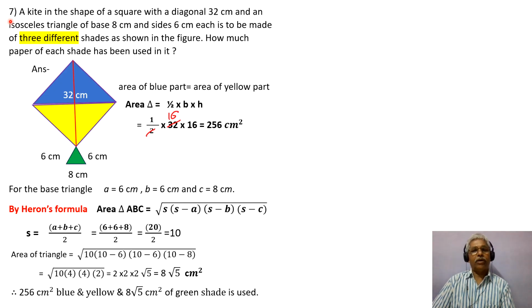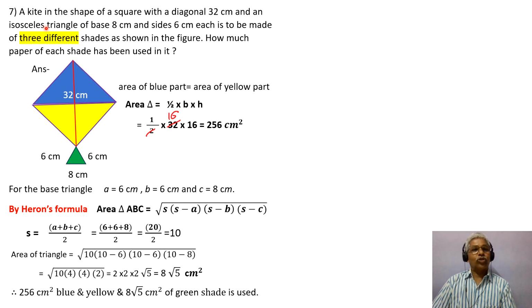Seventh one, read this very carefully. A kite in the shape of a square. Remember, this is a kite and its shape is a square shape. Okay, with a diagonal 32 centimeters. This is 32. Okay, these words are very important. Okay, we will see this. This gives us sufficient data.